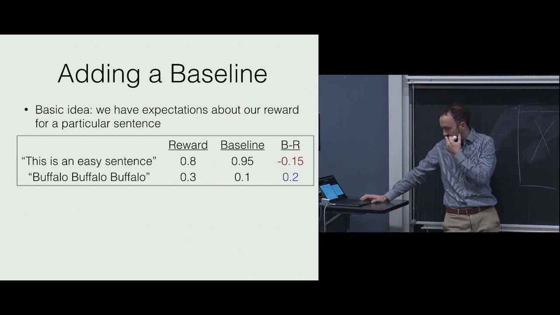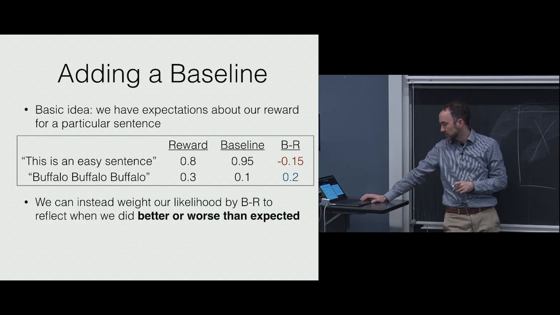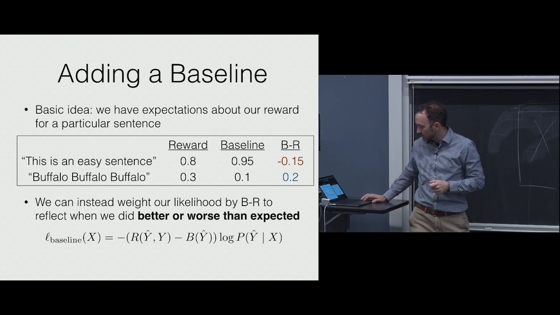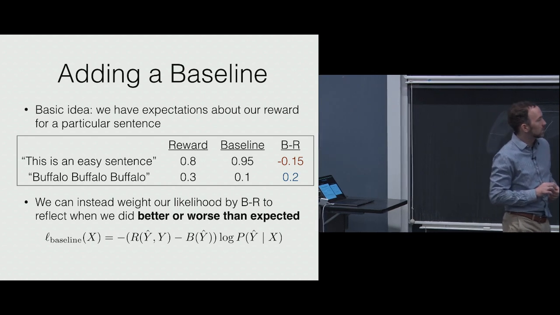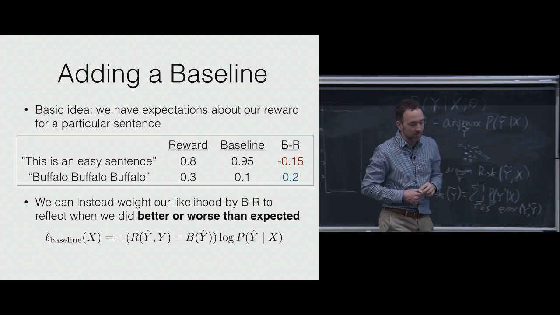So what we do is, that's a typo also. It should be R minus B. So we have the reward minus the baseline, and this ends up being the final reward that we feed into reinforce. So basically on the first one, despite the fact that we did well, we underperformed our expectation. For the second one, despite the fact that we did poorly, we overperformed our expectation. So basically, it looks like this, and instead of multiplying by the reward, we multiply by the reward minus the baseline.